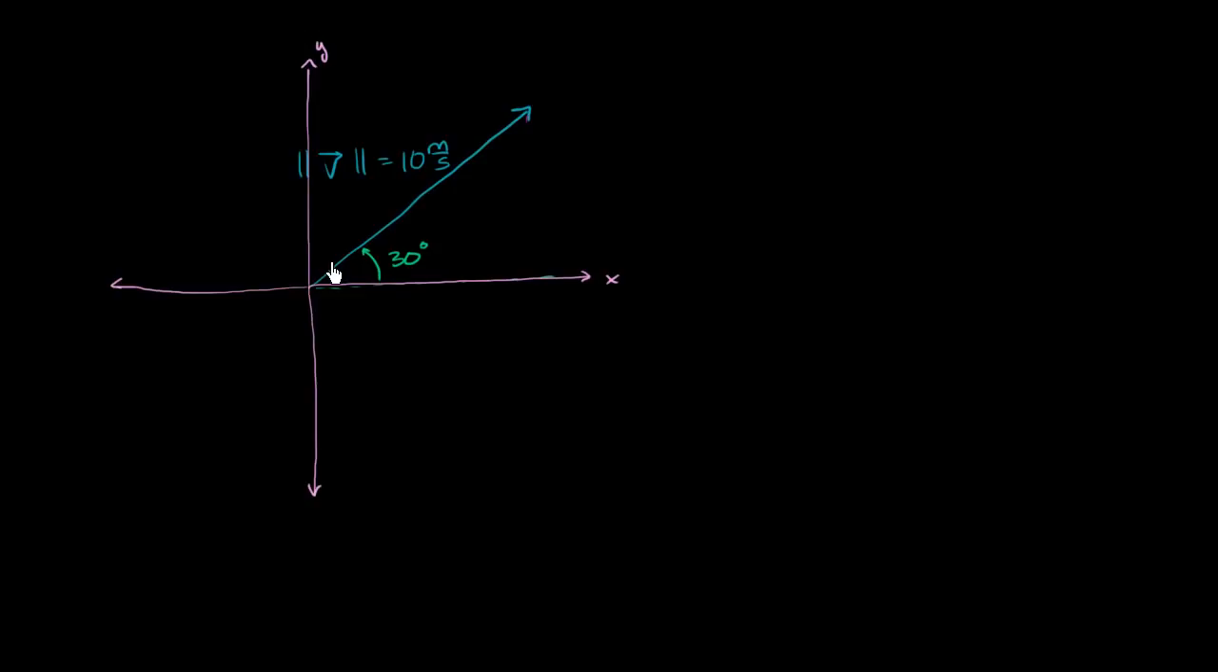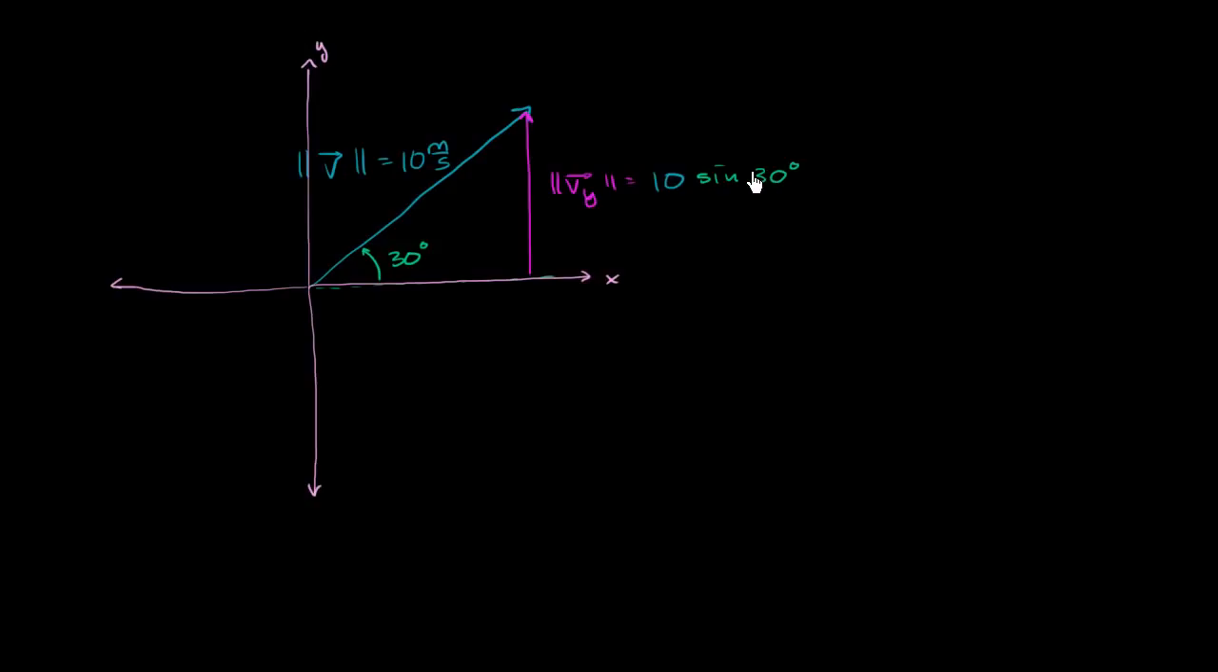I'm just assuming it's a velocity vector. Vector v, its magnitude is 10 meters per second, and it's pointed in a direction 30 degrees above the horizontal. So we've broken down these vectors in the past before. The magnitude of the vertical component right over here is going to be 10 meters per second times the sine of 30 degrees.